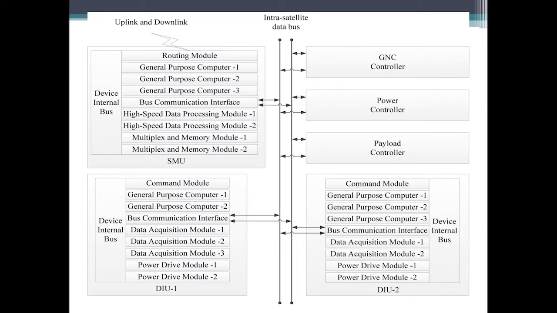This is the organization of our system. As we can see, in the system, the SMU is in charge of the uplink and downlink of the spacecraft, and the SMU and the 2 DIUs exchange data by the intra-satellite data bus. The 3 devices share the same kind of modules, such as the general purpose computer.